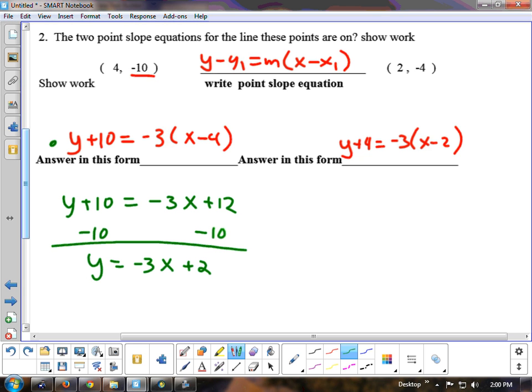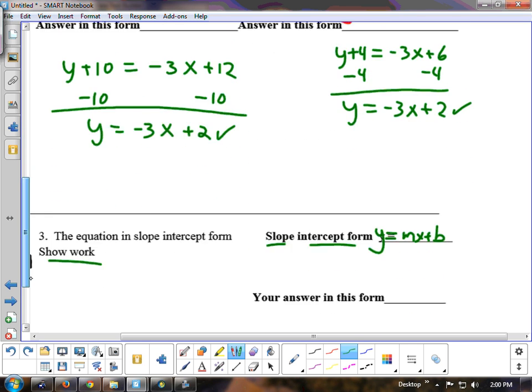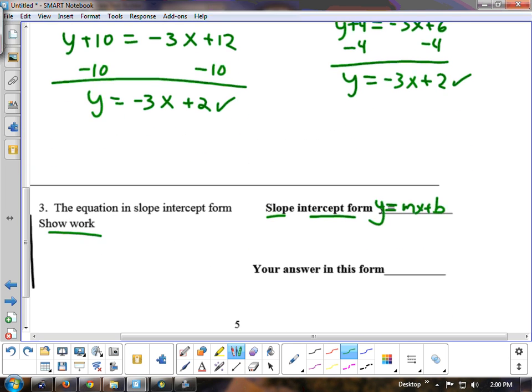Well, let's see if we get the same thing over here. I'm going to rewrite this up here. y plus 4 equals negative 3x plus 6. Subtract 4 from each side, and I get y equals negative 3x plus 2. So it checks. I'm happy because I got the same answer. I'm going to come down here and put my answer. Your answer in this form would be y equals negative 3x plus 2.